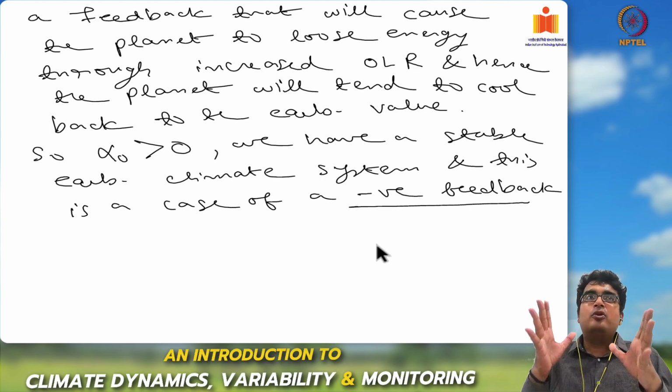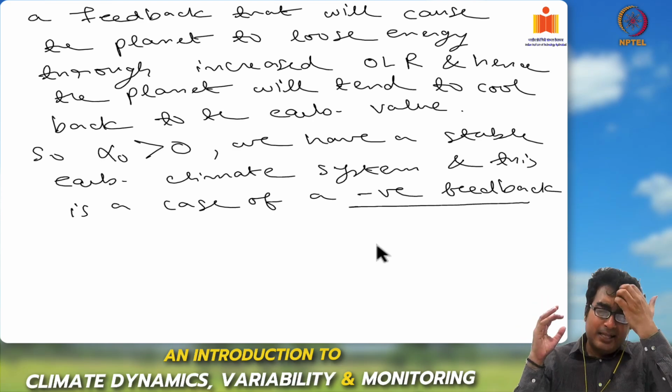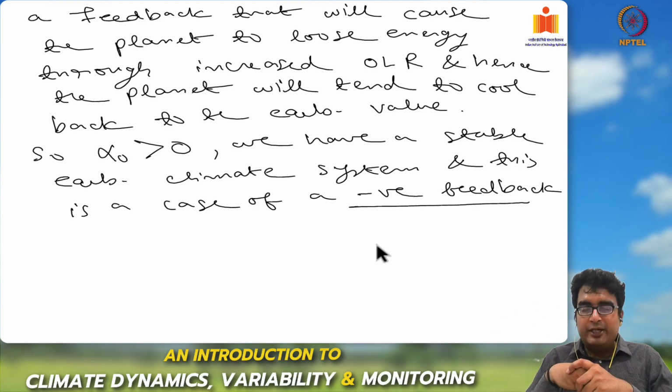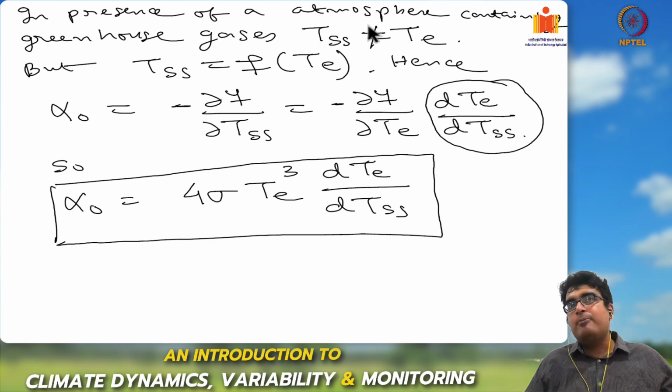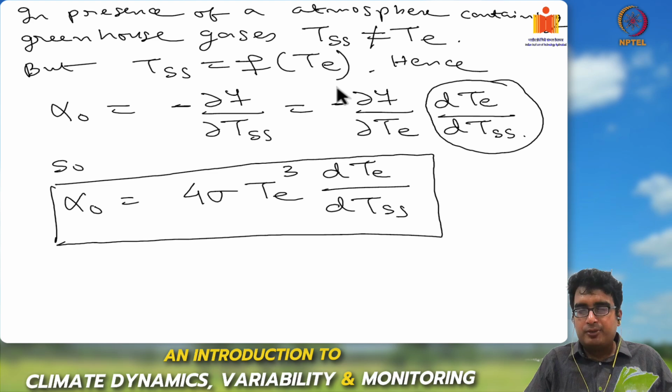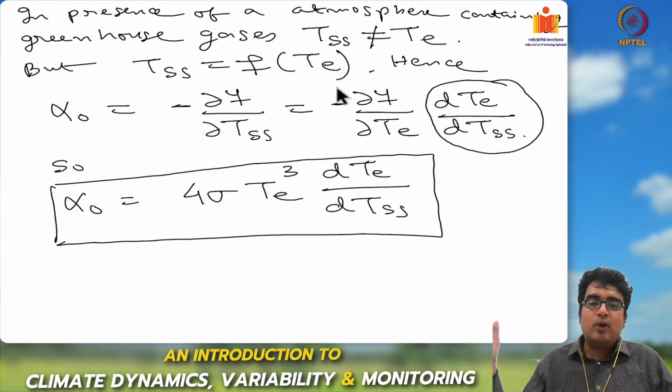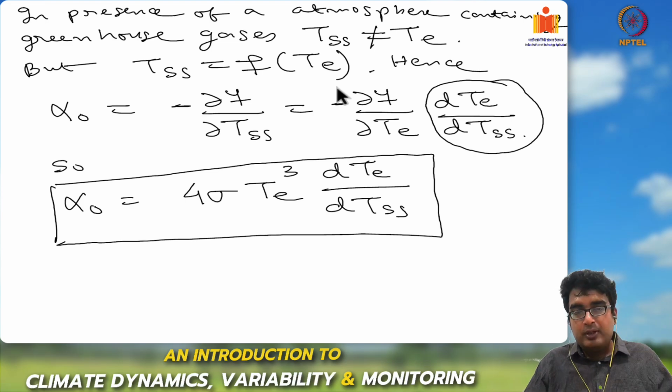Now Earth, of course, has an atmosphere, and that does absorb long wave and short wave radiation. So how do we model that? In presence of an atmosphere containing greenhouse gases, the steady state temperature of the planetary system will not be equal to the blackbody emission temperature, but it will be some function of the blackbody emission temperature. So the steady state temperature of Earth is not equal to the blackbody emission temperature, but it is some function of that.